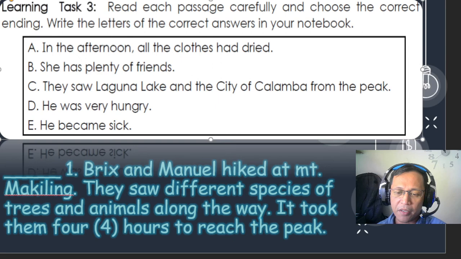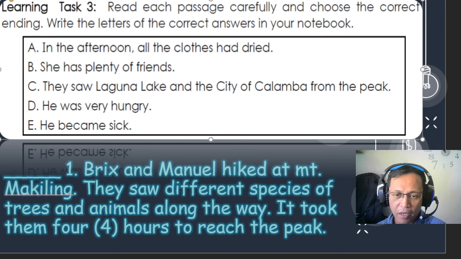Alright. So we have here number one. Briggs and Manuel hike at Mount Makiling. They saw different species of trees and animals along the way. It took them 4 hours to reach the peak. Again, the situation is Briggs and Manuel hike at Mount Makiling. They saw different species of trees and animals along the way. So it took them 4 hours to reach the peak.